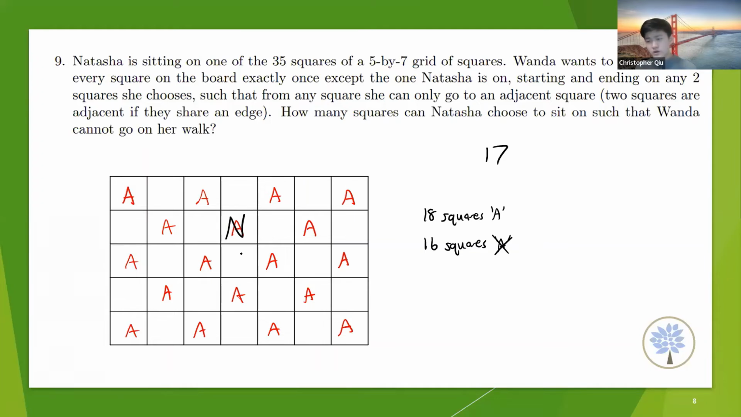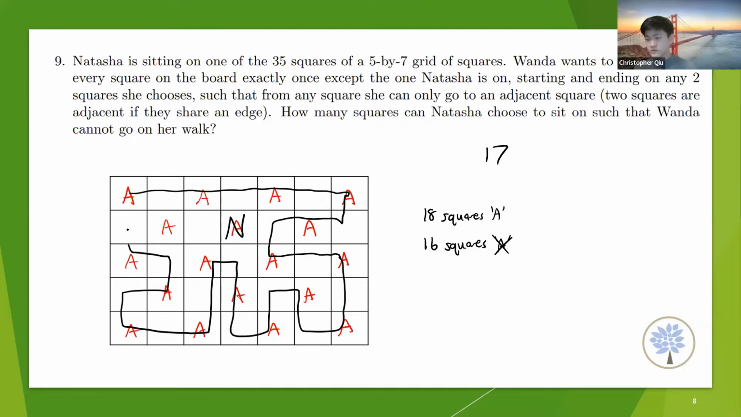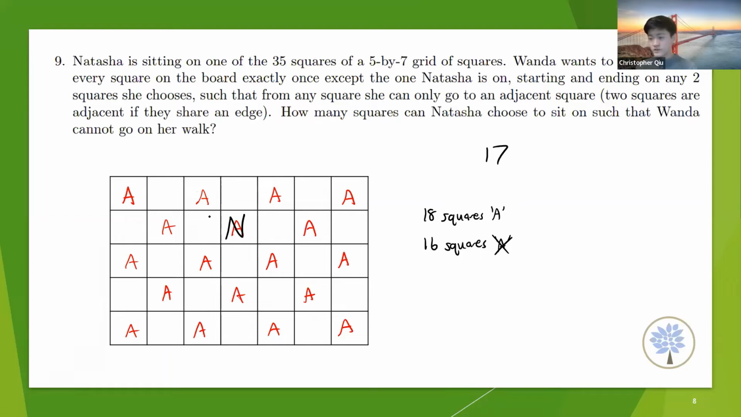And then in this case, if you do some experimentation, you can notice that you can always create a path that goes through every other square. So Wanda can go on her walk. For example, if Natasha sits here, Wanda can do this. And if Natasha doesn't sit here, let's say she sits on another square labeled A, Wanda can do this.